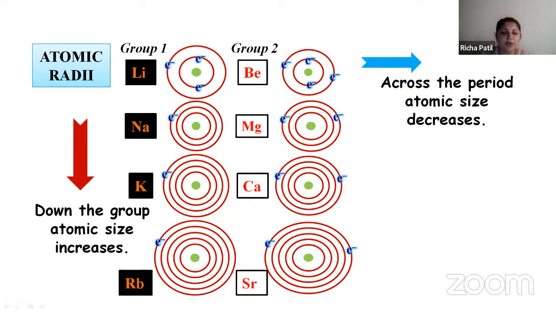Okay, so rubidium will have a higher atomic size. What is the reason? As you go down this group, the number of shells goes on increasing. Then across the period, when we are talking about across the period, group 1 is here, so group 2 will be beside group 1.